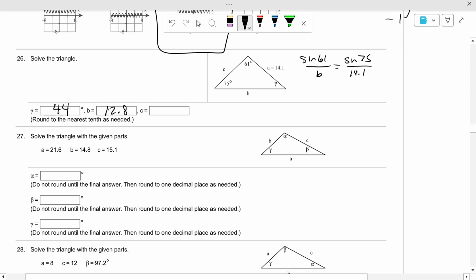I'll go with 12.8. I have no clue, so I'll trust it. And then the last one, sine of our angle 44 over c equals the sine of 75 over 14.1. So c is going to be smaller than b. So it's going to be smaller than 12.8. $10.1.